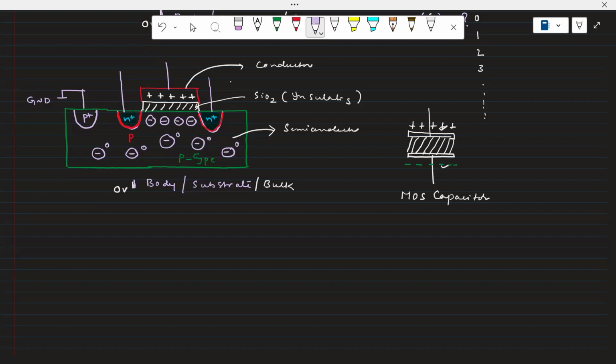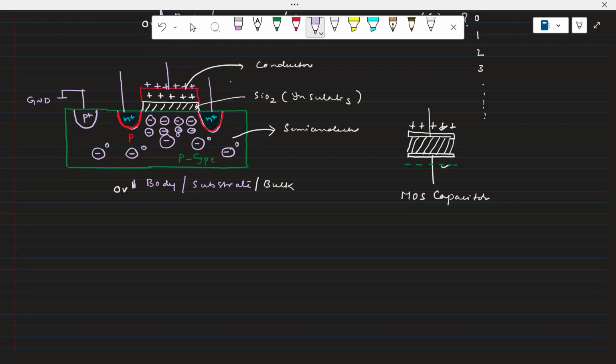Now let us apply more positive. We put more positive on top of it. What will happen? Again, this is old school: negative charge here, negative charge here, negative charge here. Because how much positive charge you put on the plate, the equal opposite charge will be induced on the other plate. Agreed?